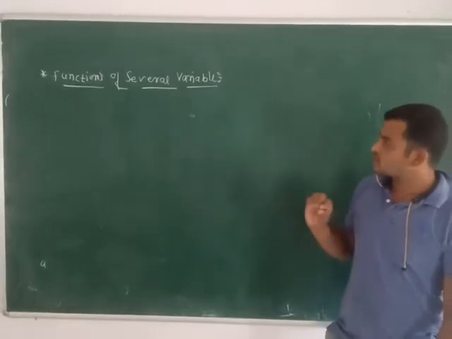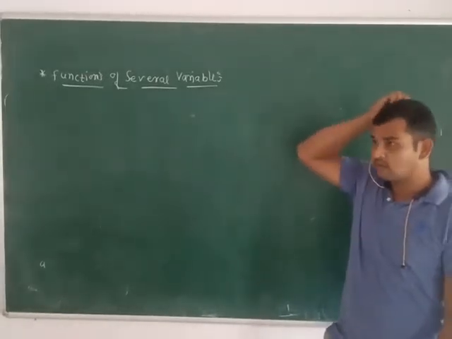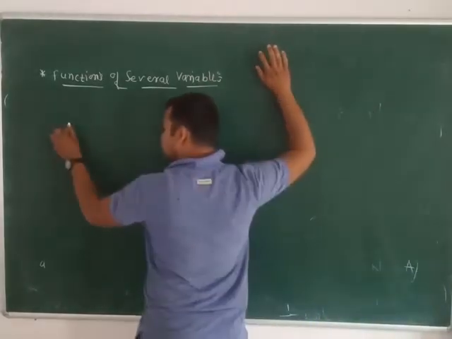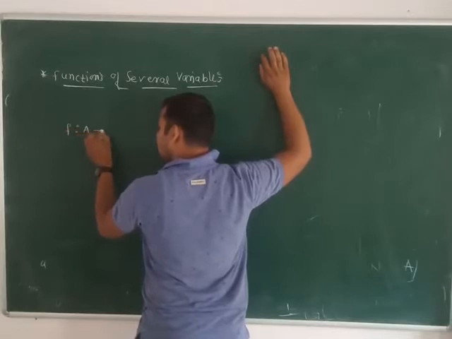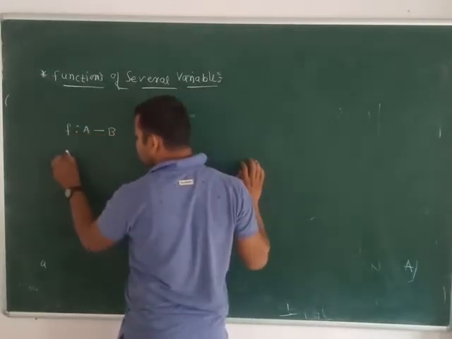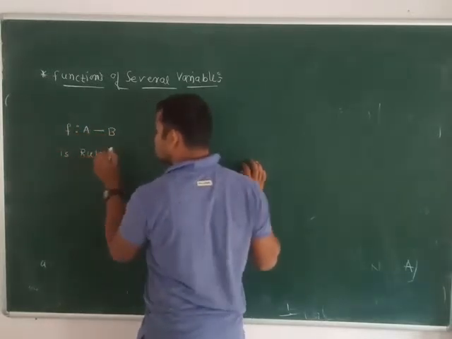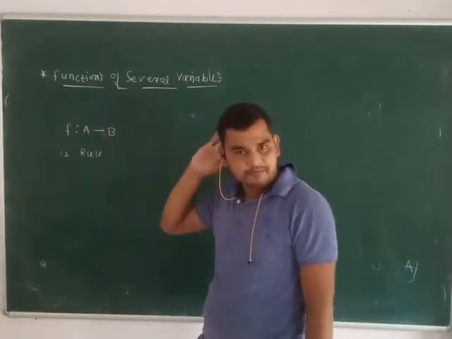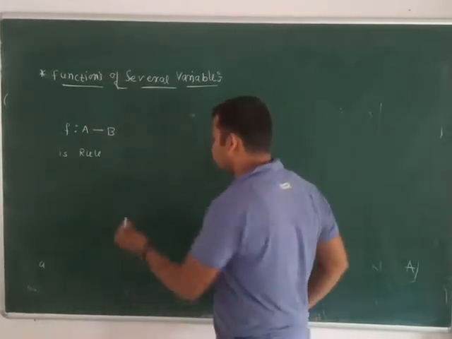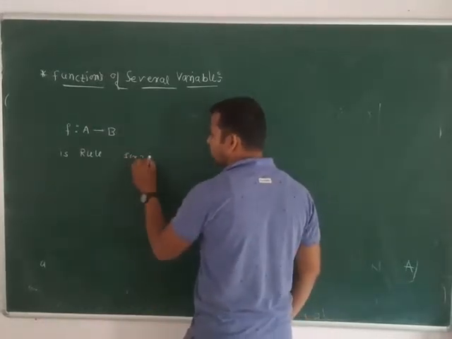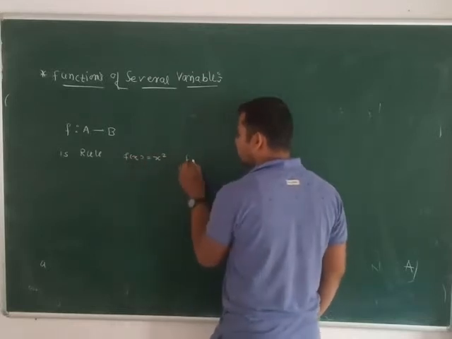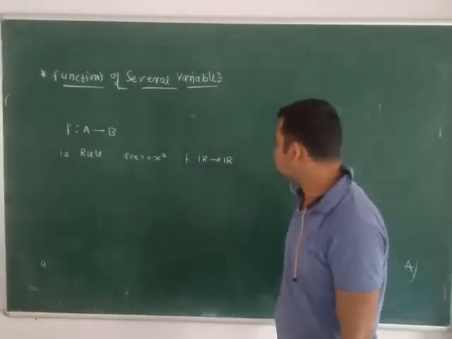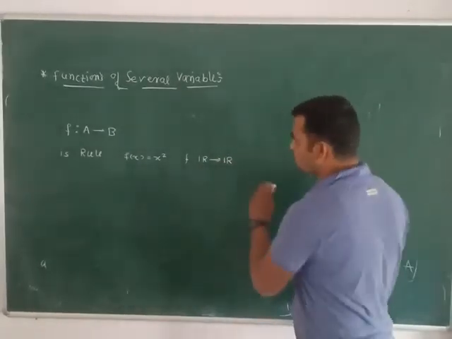In order to discuss what is meant by the function of several variables, firstly we must know what a function is. A function defined from A to B is a rule that assigns every value of A to a unique value of B. For example, f of x is equal to x square defined from R to R. This is one kind of function.